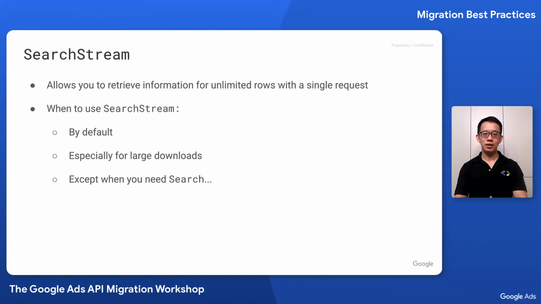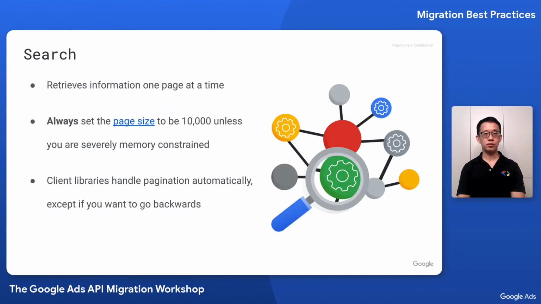In the Google Ads API, we have three methods for data retrieval: search stream, search, and get. Search stream allows you to retrieve information for unlimited rows with a single request, and it is the most efficient method of the Google Ads API. So you should use this by default, and it is particularly useful for large downloads, except for some situations where you might want to use the search method instead.